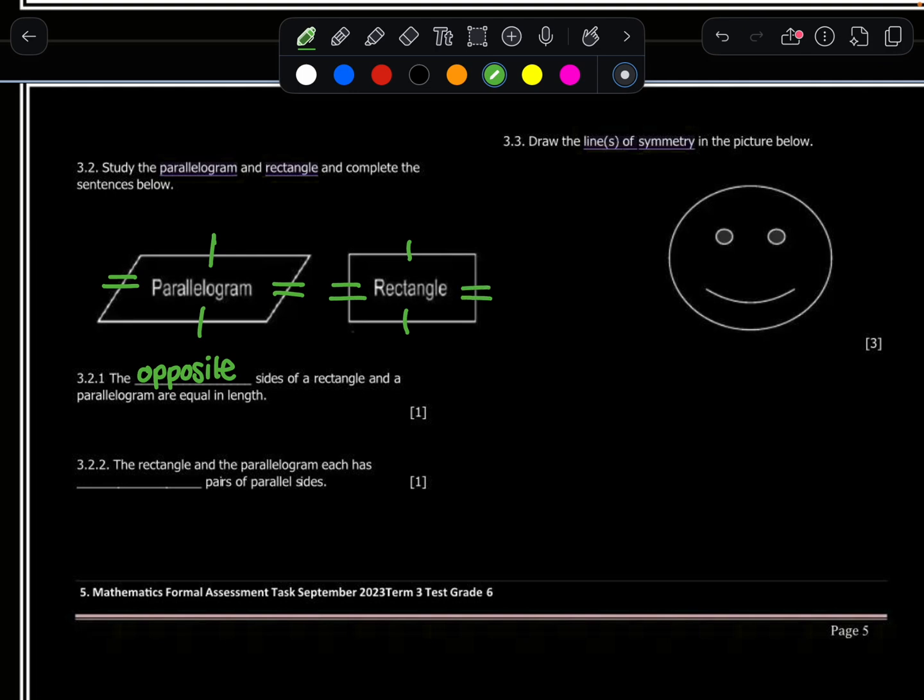The rectangle and the parallelogram each has how many pairs of parallel sides? 2 pairs. So we can see this side is parallel to that side. Same in the rectangle. These sides are parallel. So we can see it's got 2 pairs.